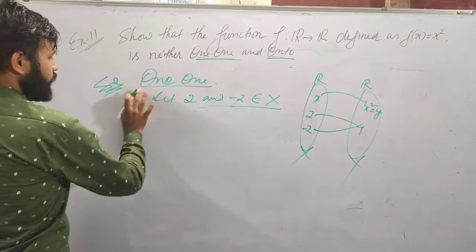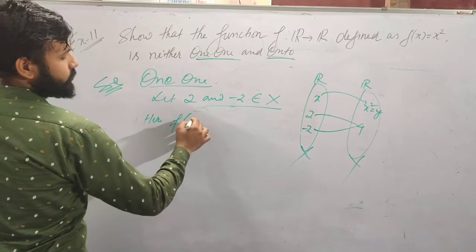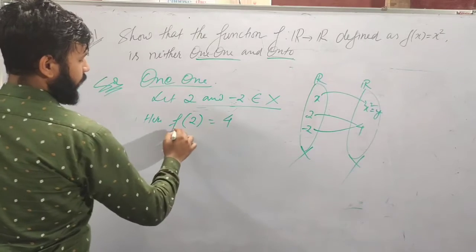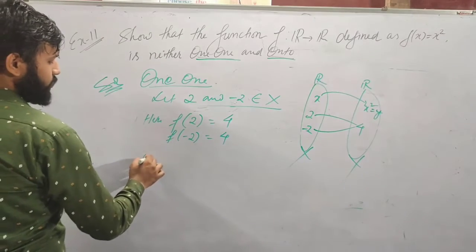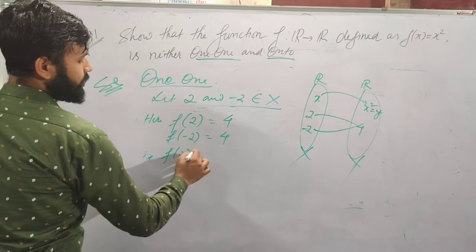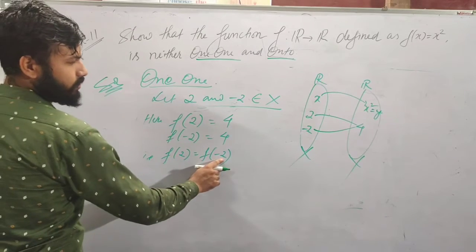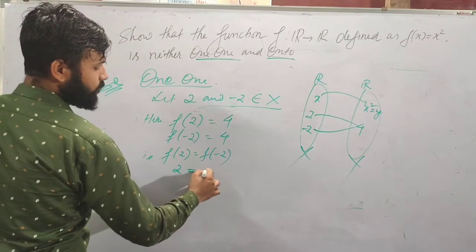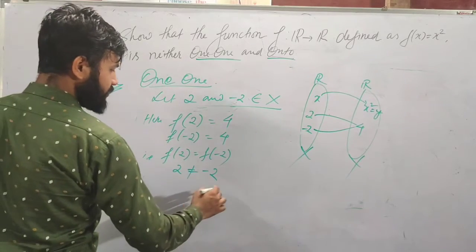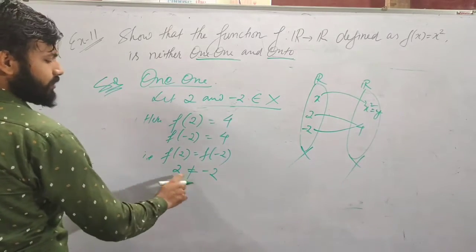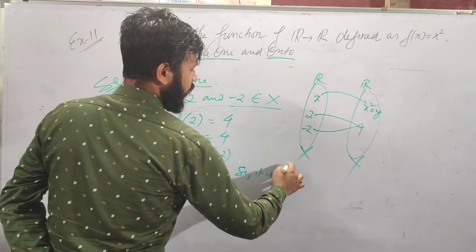So therefore here we found that function of 2 is also 4, and function of minus 2 is also 4. That is, we can say that function of 2 is equal to function of minus 2, but 2 is not equal to minus 2. So they are not different elements. So it is not a 1-1 function.